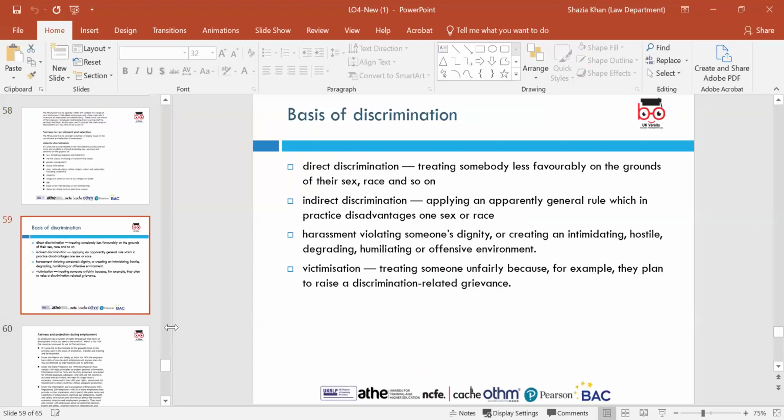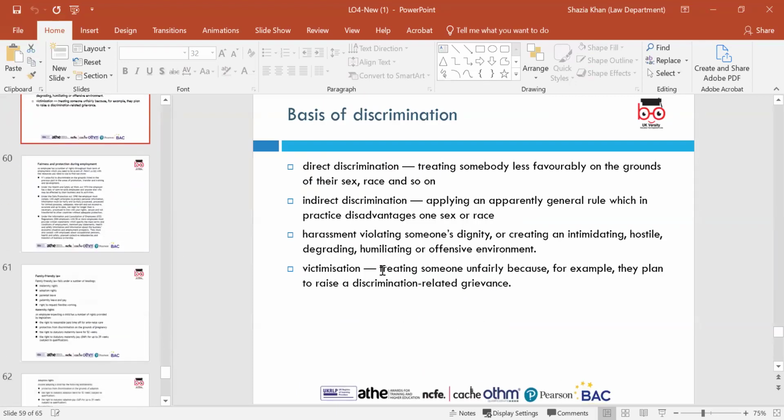Basis of discrimination: you've got direct discrimination, treating people less favourably on the grounds of their sex, race, age, or disability. Indirect discrimination, applying an apparently general rule which is practised against one sex or race. Harassment, violating someone's dignity, and victimisation.